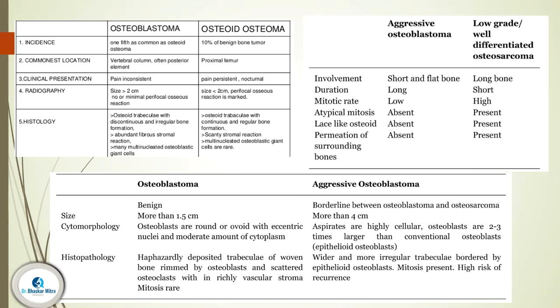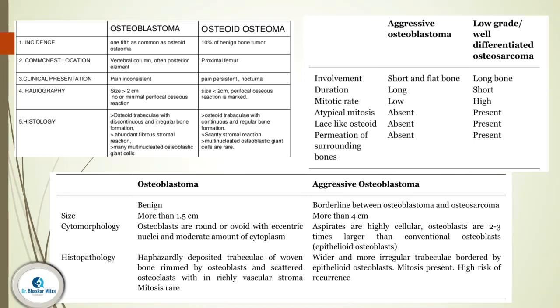Osteoid osteoma: the osteoid and the trabeculae are continuous and form regular bone. It is more like a mature bone, with scanty fibrostroma, and multinucleated cells are there. So in the osteoid osteoma there is less cellularity, fewer cells, more bone, but in the osteoblastoma there is more cellularity, less bone.